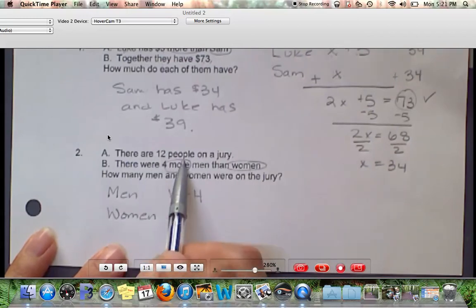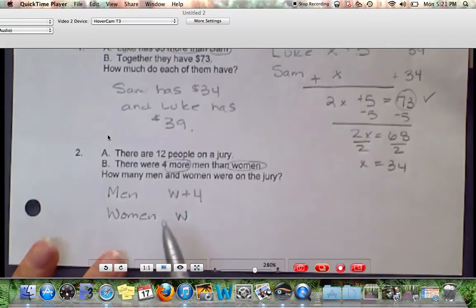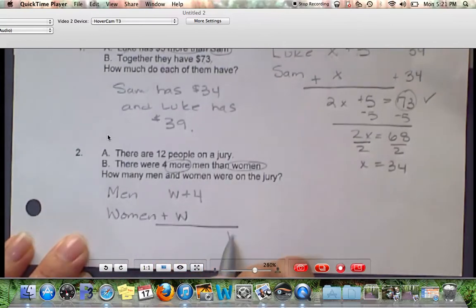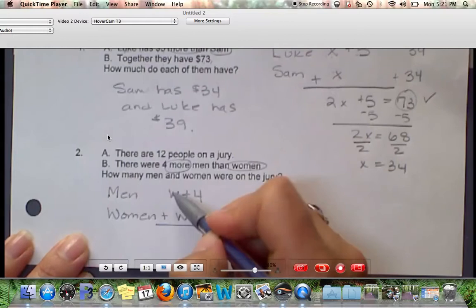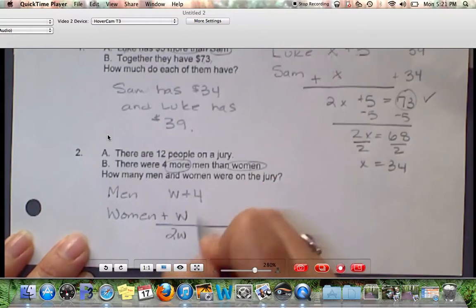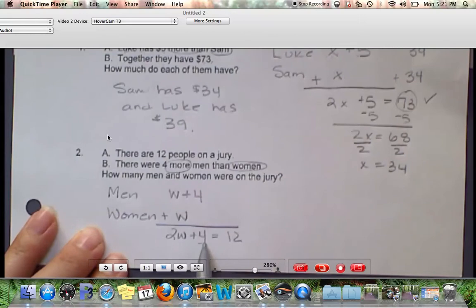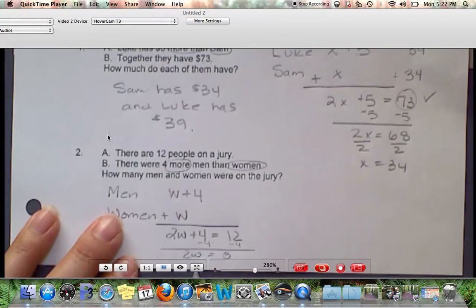There are 12 people on the jury. That means total. When you add the men and the women together, you should get 12 people on the jury. So we add down W plus W is 2W plus 4 equals 12. And we solve this. Undo addition and subtraction. So subtract 4 from both sides and we get 2W equals 8. Divide by 2 and we should get W equals 4.